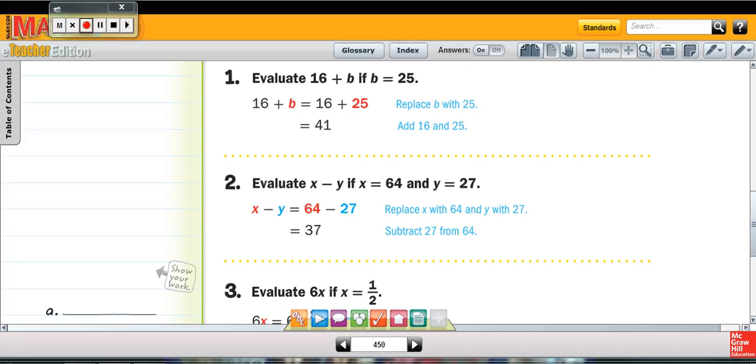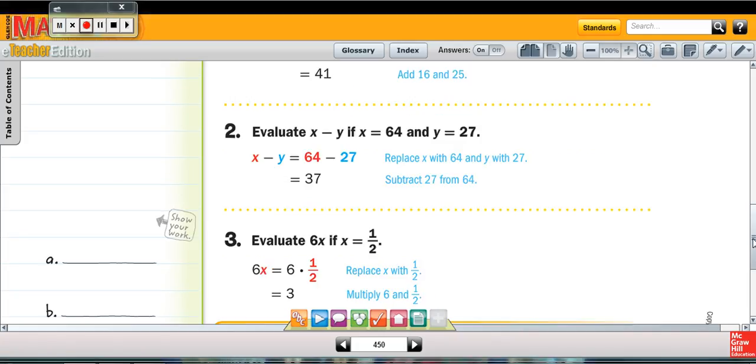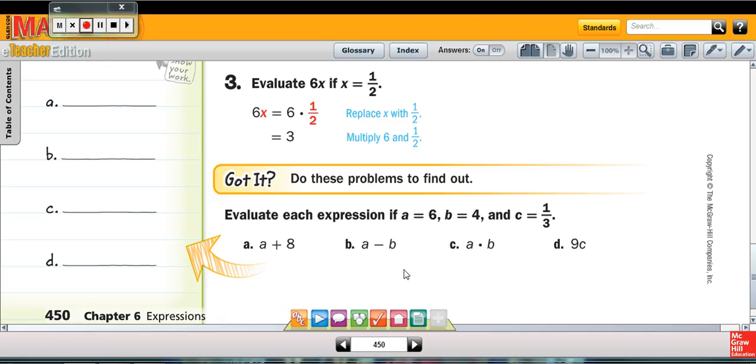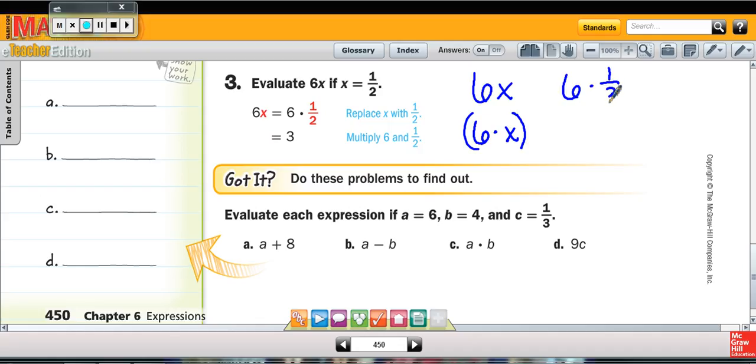Take a look at example 3. Now they're going to add some fractions in. Fractions are our friends. We're not afraid of them. They said to evaluate 6x. Remember that 6x means 6 times x. So we're thinking about that in our mind. So this means 6 times 1/2.